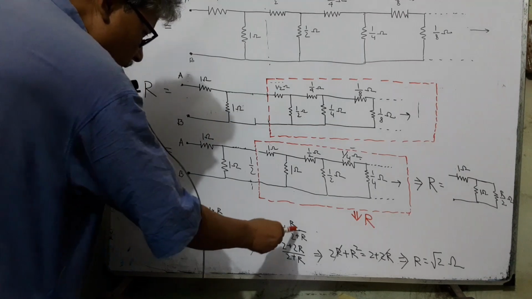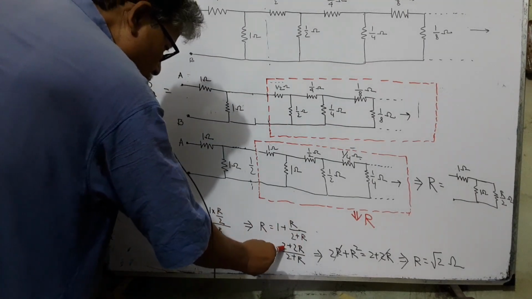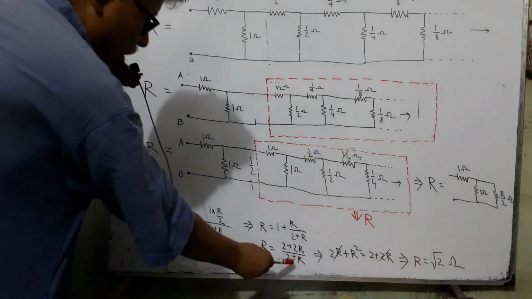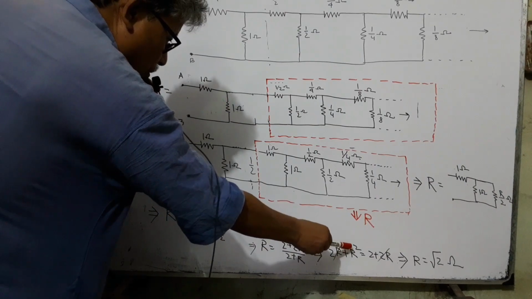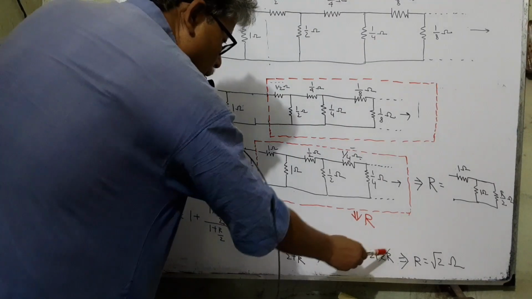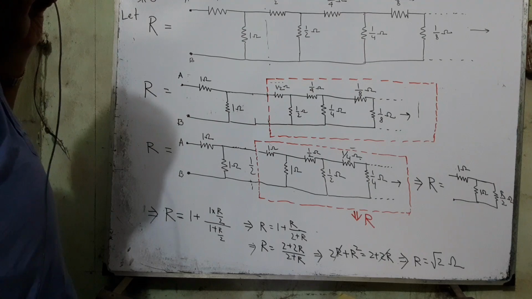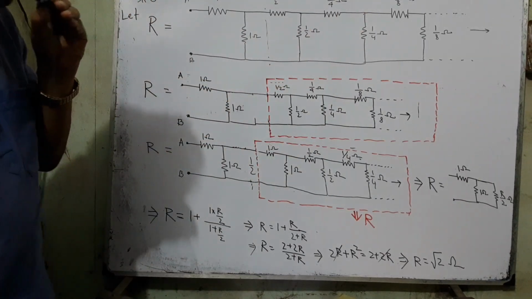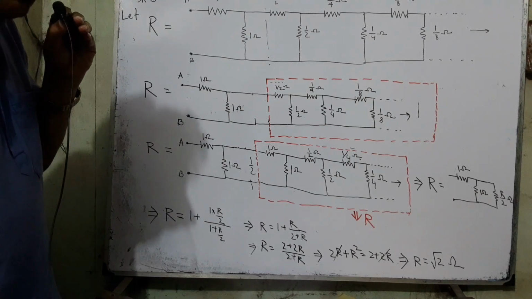We are simplifying this portion. It will be R by 2 plus R. Then we are adding, it will be 2 plus 2R by 2 plus R. Now we are cross multiplying this. So this is 2R plus R square equal to 2 plus 2R. 2R, 2R cancel out. So R equal to root over 2 ohm. So the answer is the equivalent resistance of this series resistance network is root over 2 ohm.